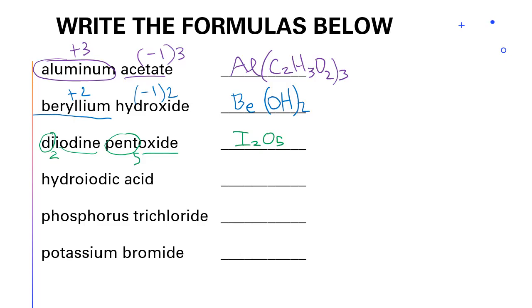Now I have hydroiodic acid. Since it's acid, that starts with H, and H is a +1. Since we have hydro-ic, that means it's binary. There's only 2 elements total, hydrogen and iodine. The charge for iodine is -1, so those charges balance. So hydroiodic acid is HI.